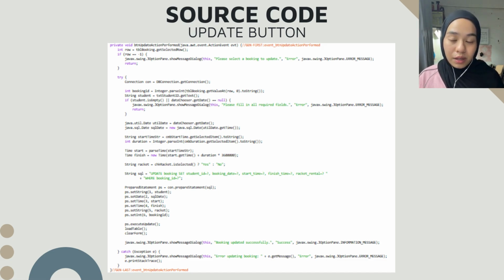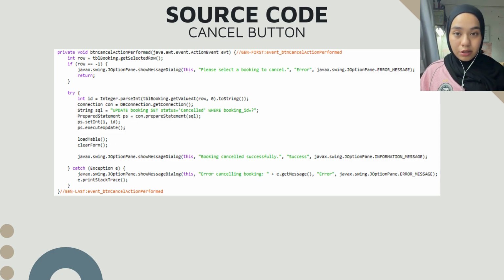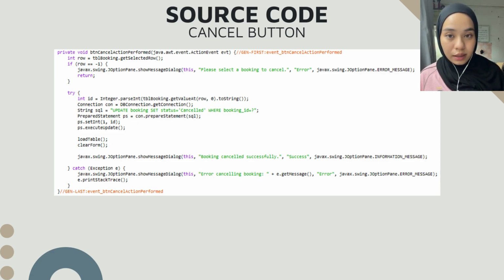A confirmation message is displayed to indicate successful update. Next, we are moving to the cancel button. Again, the system will check if a booking record is selected in the table. If no record is selected, the cancellation process is stopped and an error message is displayed.